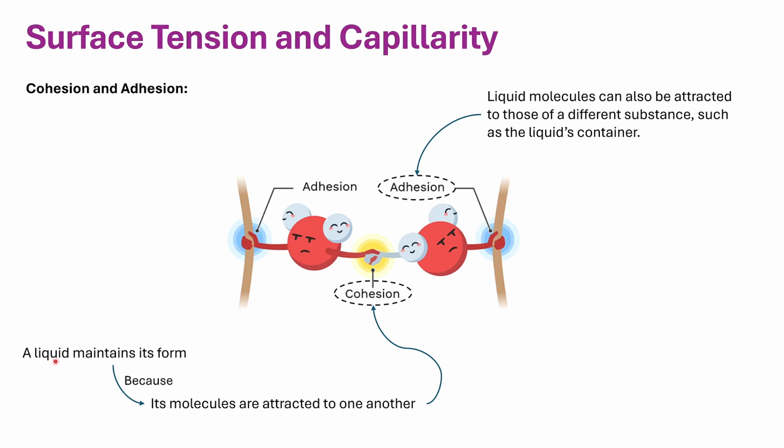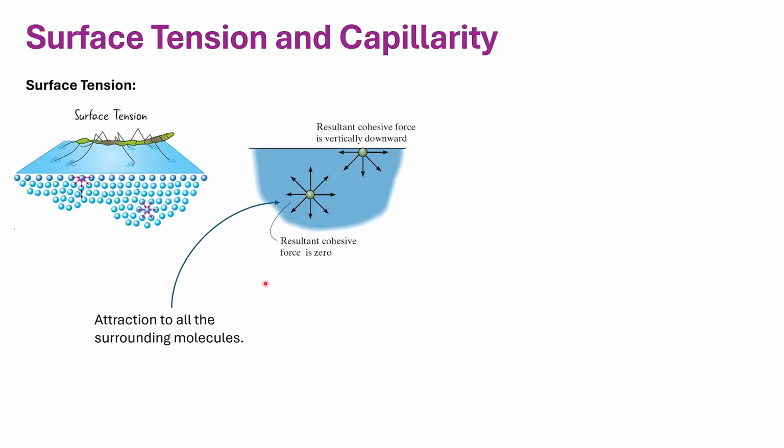So a liquid maintains its form because its molecules are attracted to one another, and that is the definition of cohesion. And regarding adhesion, liquid molecules can also be attracted to those of a different substance, such as the liquid's container, and that is the definition of adhesion. Let's find out what surface tension is and what causes it.